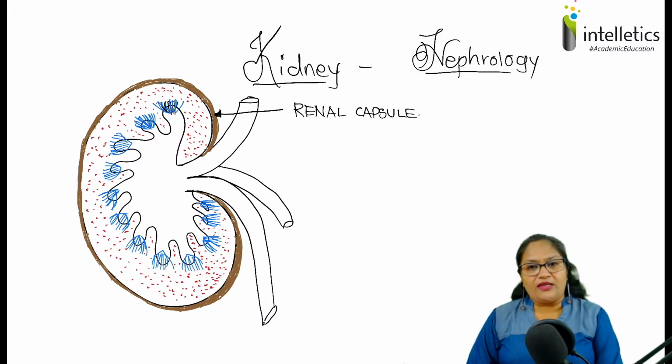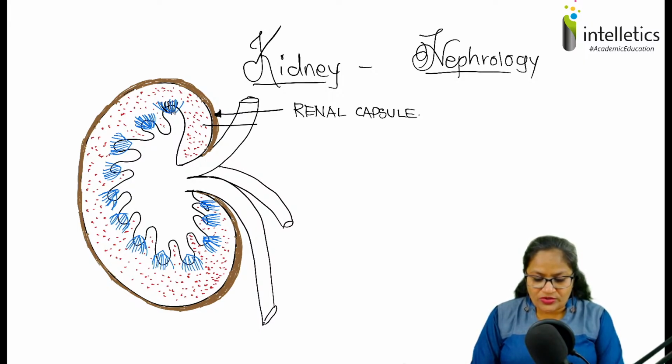Now what do you see inside? The entire area inside the kidney, we can divide it into two regions. This is the outer region and that can be called as the renal cortex.